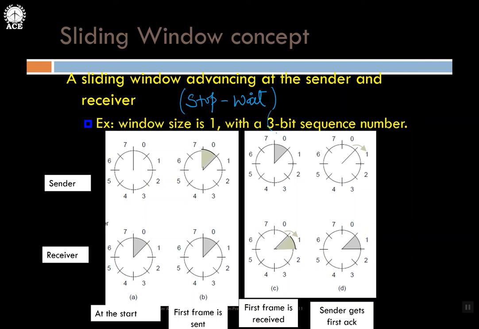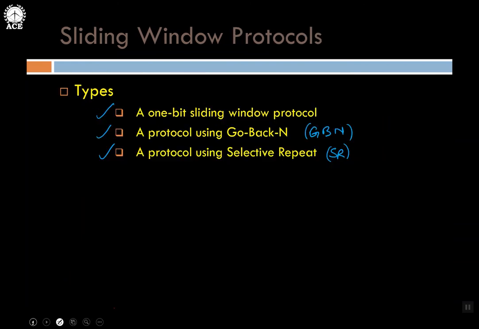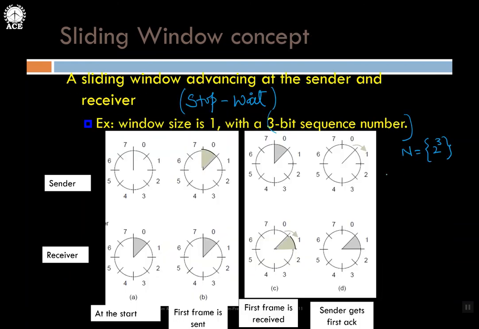So what happens here? I'm using a 3-bit sequence number. With a 3-bit sequence number, the total number of sequence numbers I can have is 2 power 3. So what are they? 8. I'm sorry, it got slid. Kindly see, let me write it here. 2 power 3 is equal to 8. The 8 sequence numbers are 0, 1, 2, 3, 4, 5, 6, 7.